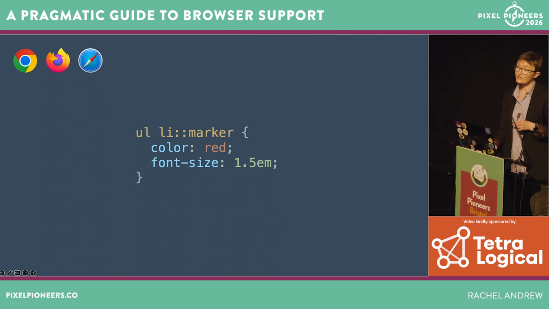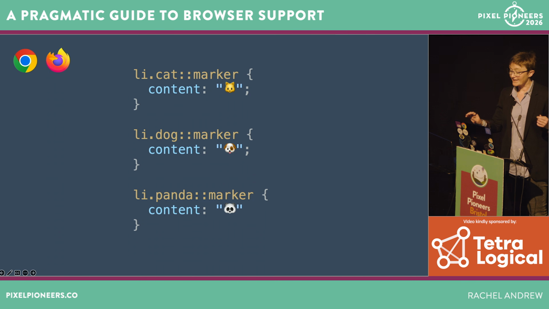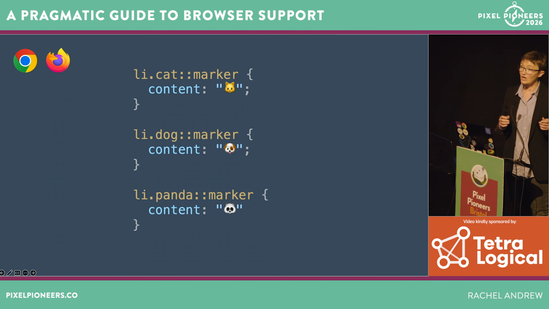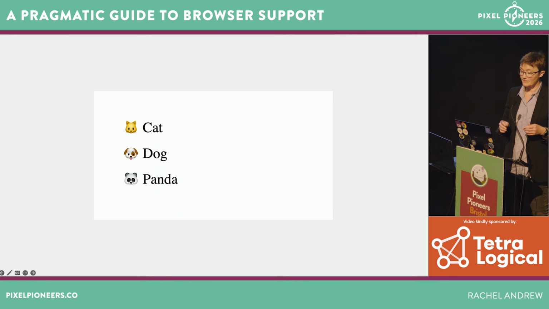The thing that isn't fully supported and means that it isn't classed as baseline is doing something like this, using the content property to insert an emoji or anything else as a marker. This is really quite useful for design, but this part, using the content property, isn't supported by Safari. So that would give you something like this, which I think is an excellent way to style a list.